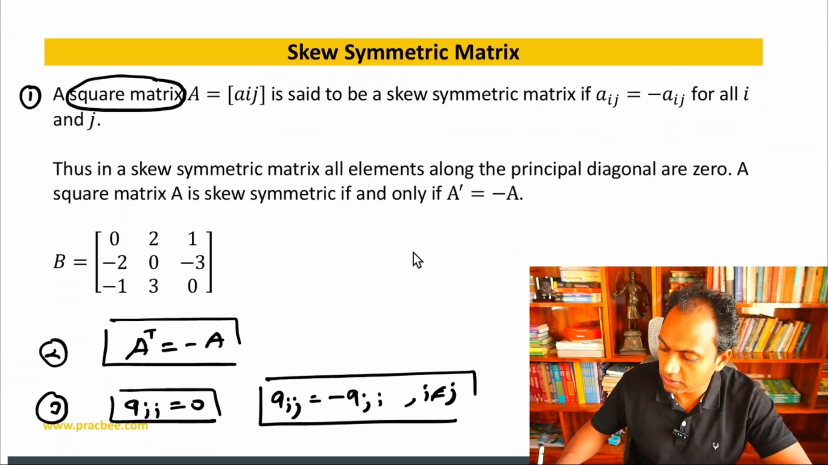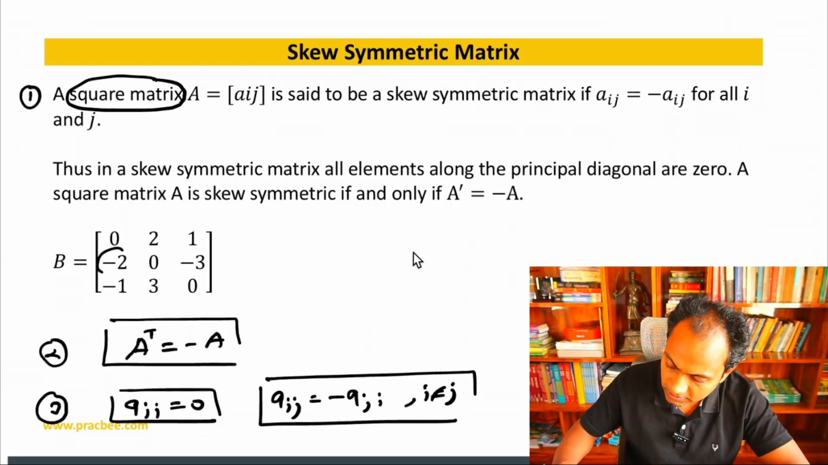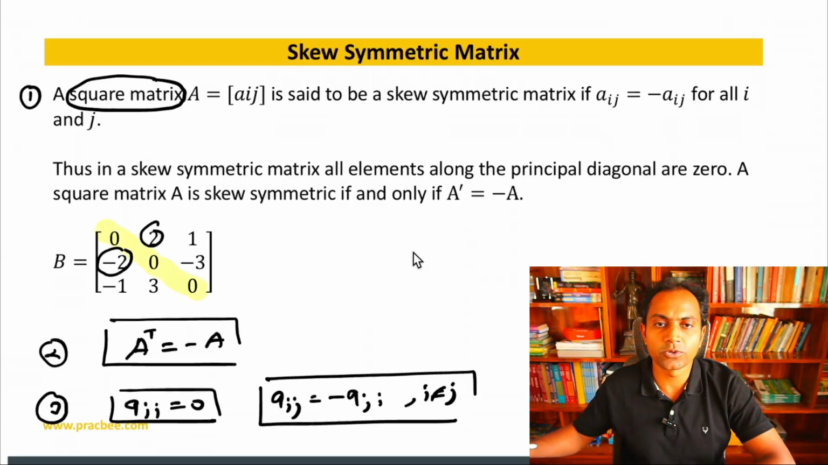So these are the two things. You can see that the off-diagonal elements will have opposite sign. If diagonal elements are there, they will be equal to 0. These are the two things that you need to remember in the case of a skew symmetric matrix.